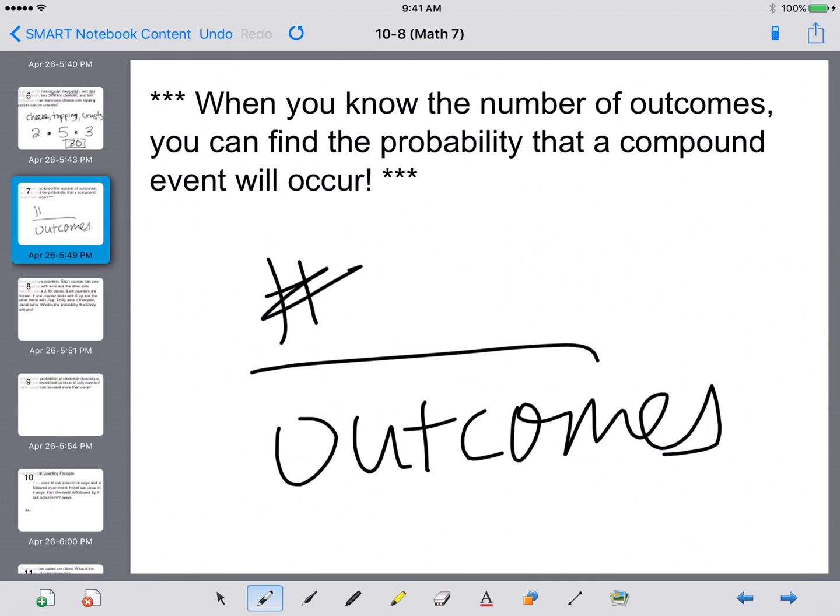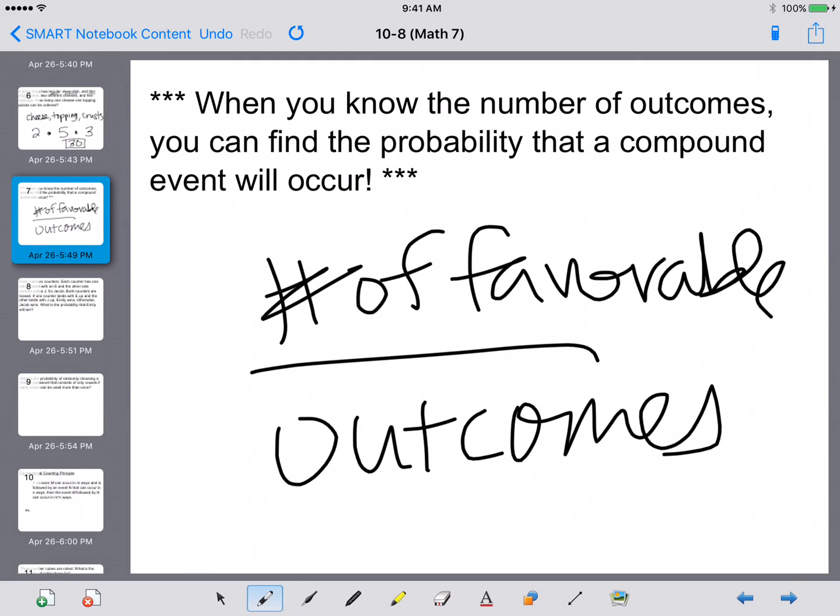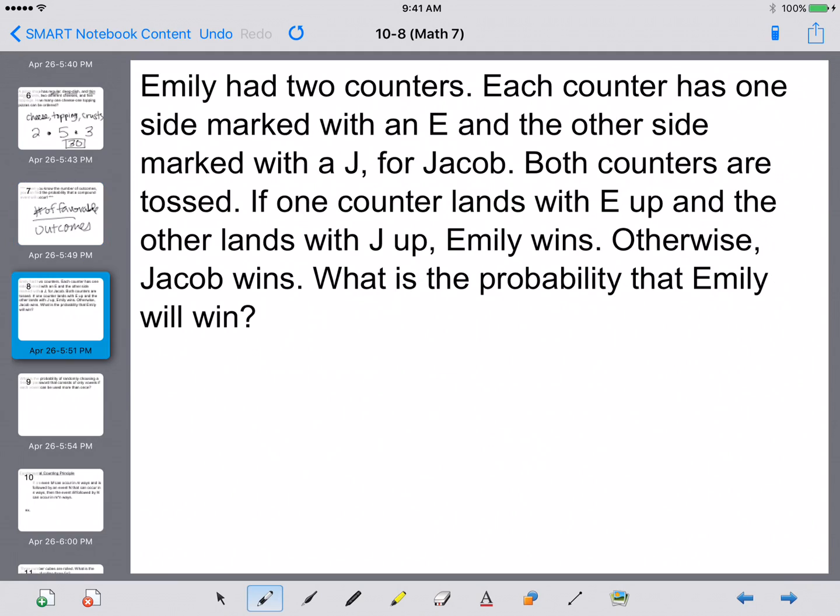So the number of outcomes will be in the denominator. The number of what you want, so the number of the favorable is your part. So part over whole.